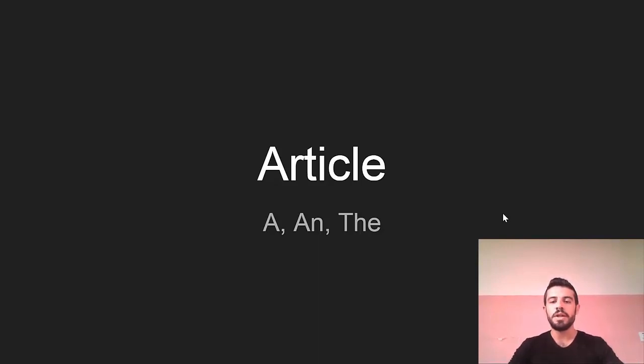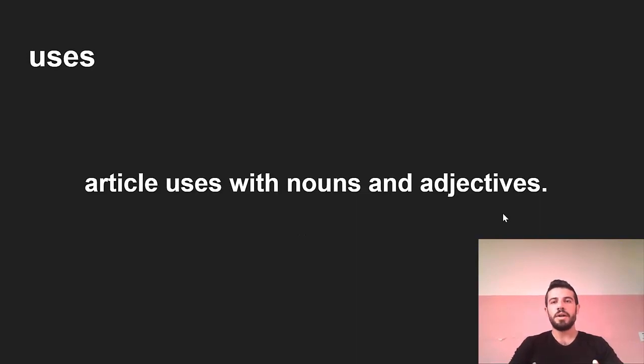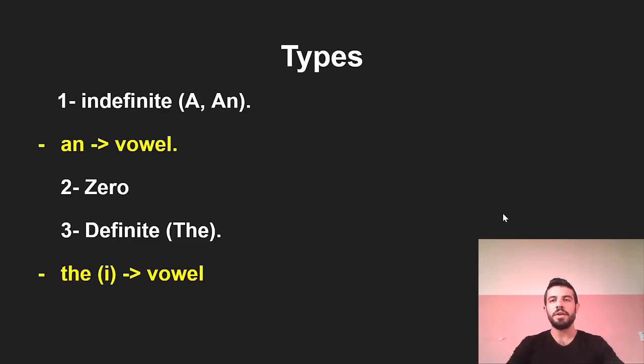First of all, we have three types of articles. We have a, or e, you can pronounce it as e, and an, and the, or the. So, the uses of articles. Articles are used with nouns and adjectives. There are three types of articles. There are actually just two types, but to make it simpler, we can explain it as three types.